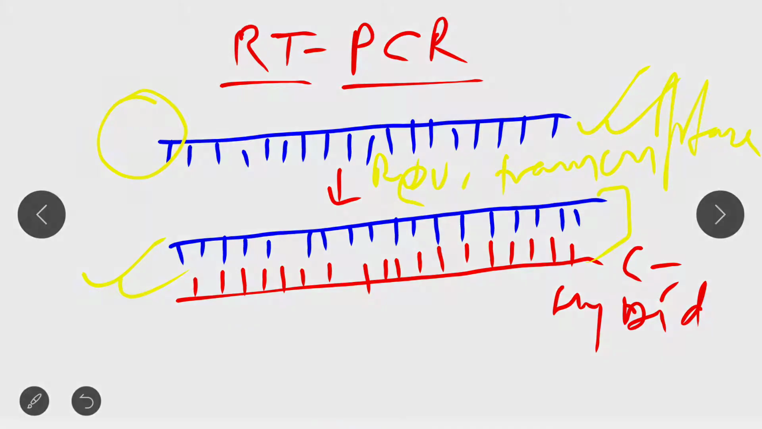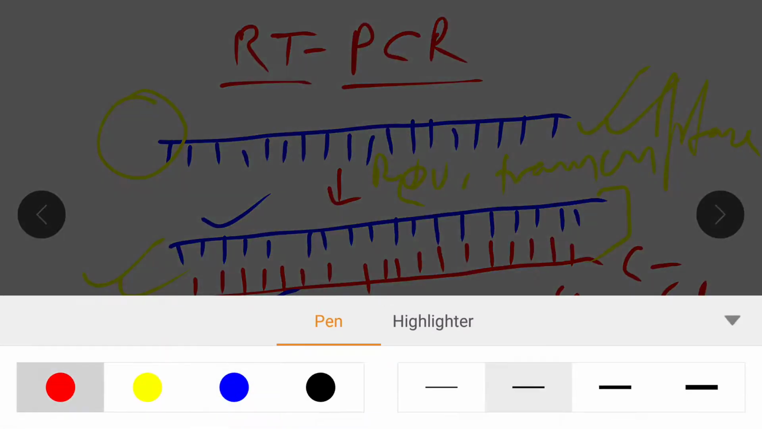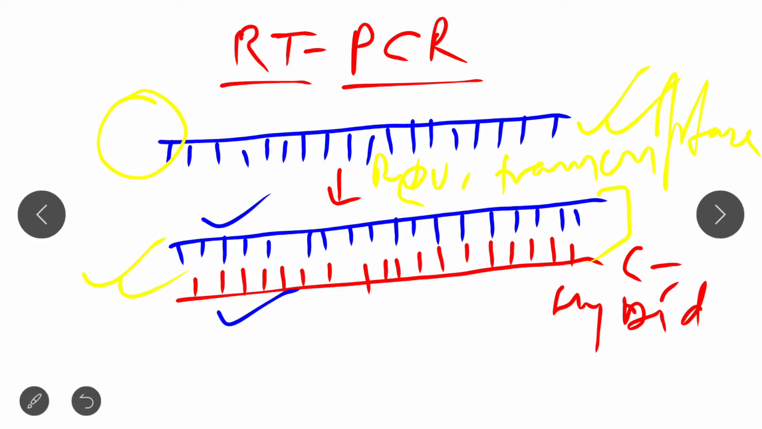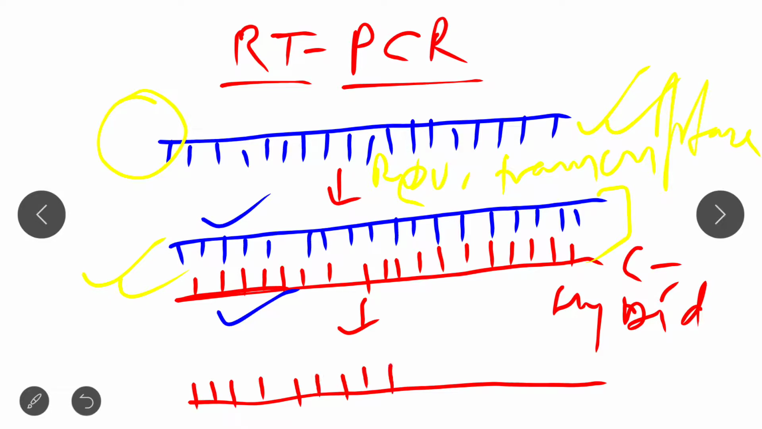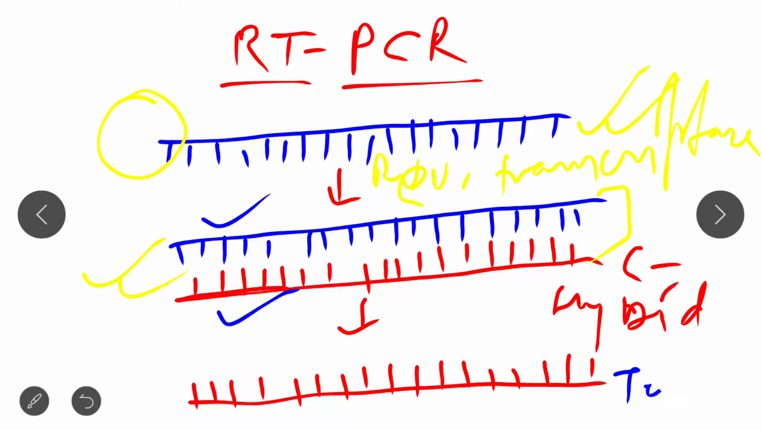As this complementary DNA contains a hybrid of RNA and DNA, we have to denature this, okay, because we want only DNA for PCR amplification. So we denature this, and after denaturing we get this DNA. And by using this DNA as a template, just like a Xerox machine.